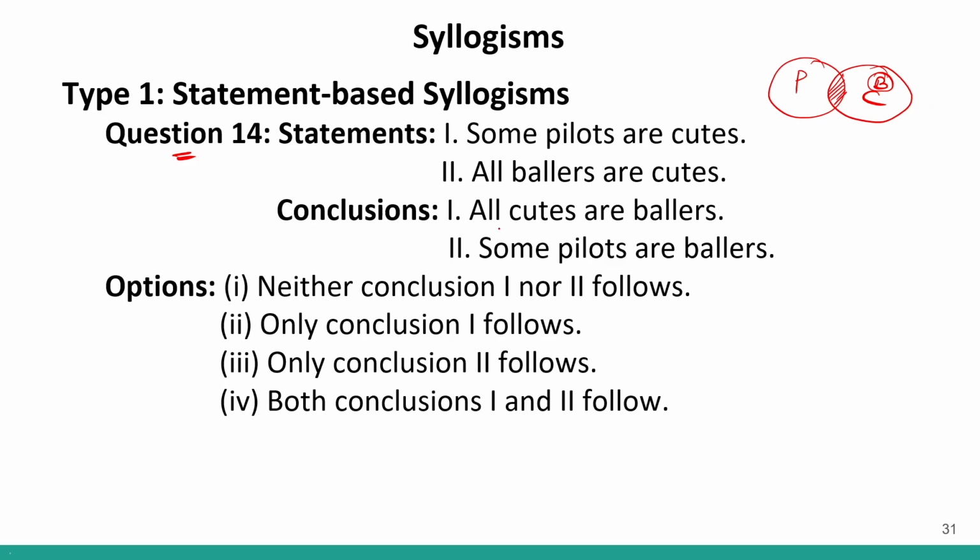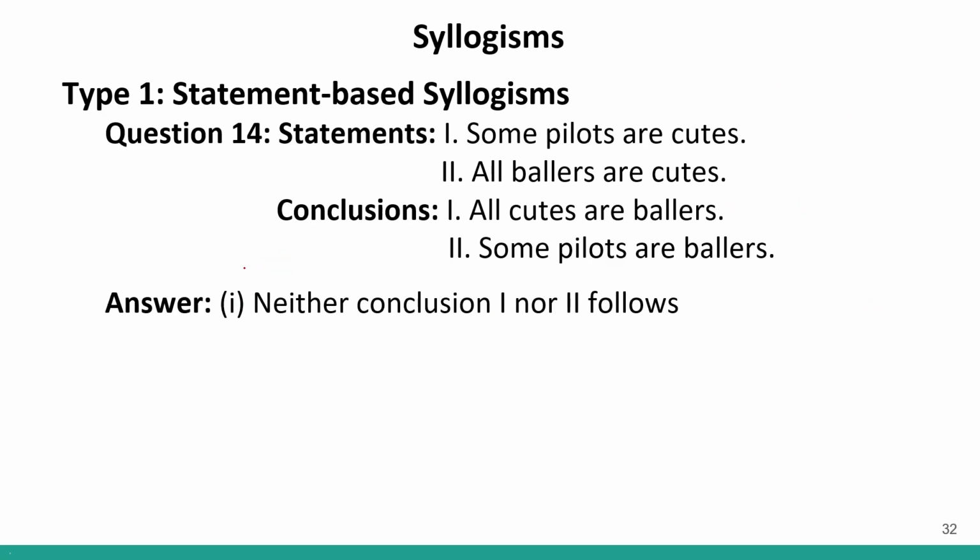Coming to the conclusions. Conclusion number 1 says all cute are ballers. This is false. Second one says some pilots are ballers. This is again a possibility. It may or may not be true. Therefore, this will be false as well. So my answer will be neither conclusion 1 nor conclusion 2 follows. That is option number 1. Option number 1 will be my answer to the question.